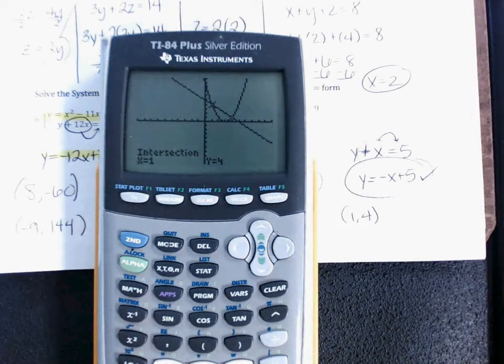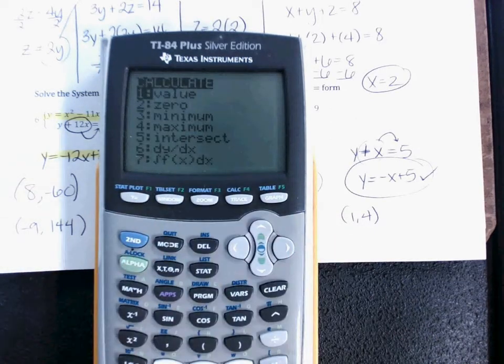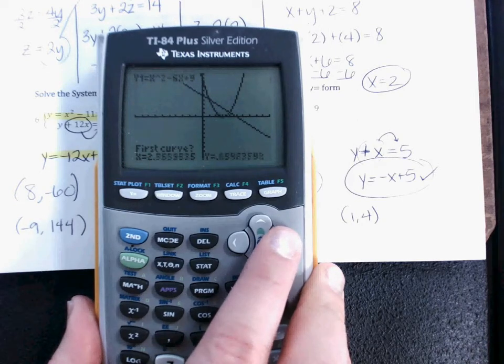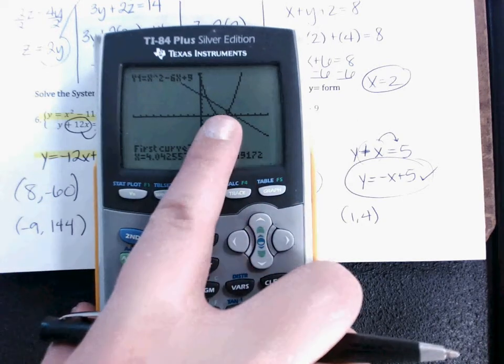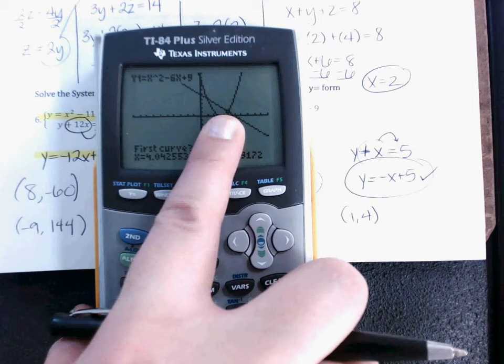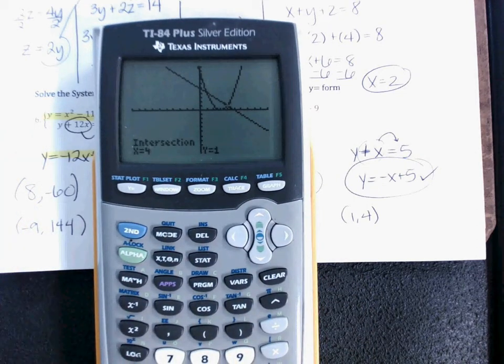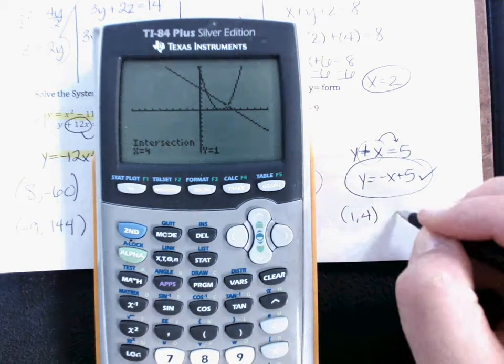The second place where they cross, I'd hit second trace, option 5. And then I'm going to move my little cursor over to the other place where they cross. So my cursor, I don't know if you can tell, but it's blinking right there. And then enter, enter, enter. Go kind of slow. Your calculator's old. Okay, 4, 1 is the other point.